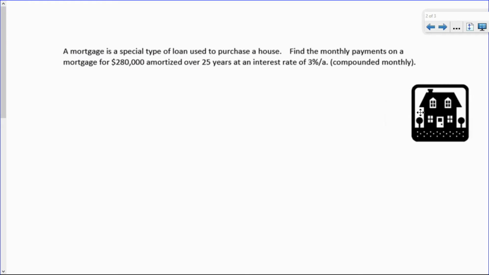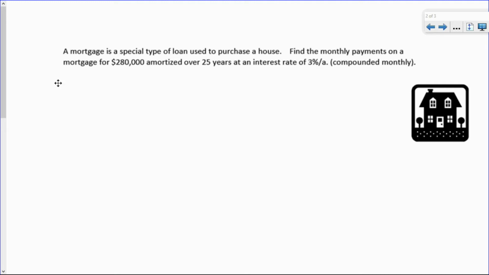In the next example, we'll look at a special type of loan used to purchase a house, and that's called a mortgage. Now, I've said, suppose a mortgage is $280,000, so that's the amount that you borrowed, not necessarily the cost of the home. Perhaps you made a large down payment, which is a one-time payment, or perhaps you sold the house and bought a new one, but you still owe $280,000. We're going to find the monthly payment amounts on this.